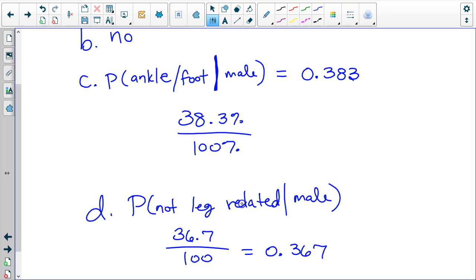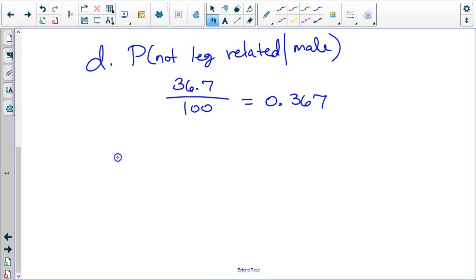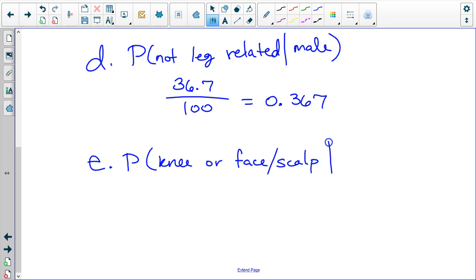Okay. And then the last one, yes, I have a typo. Get over it. The probability that it's face or scalp, not scale. Knee or face / scalp, given that they are male. Or means you have to add. So, and given that they're male.